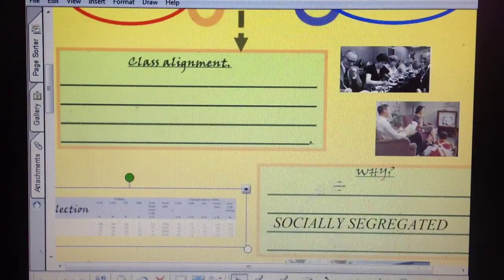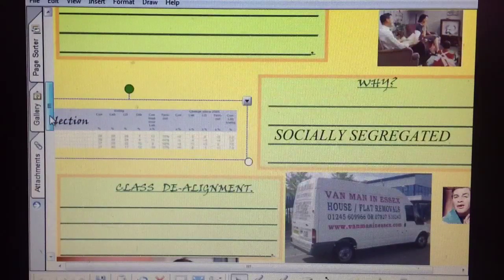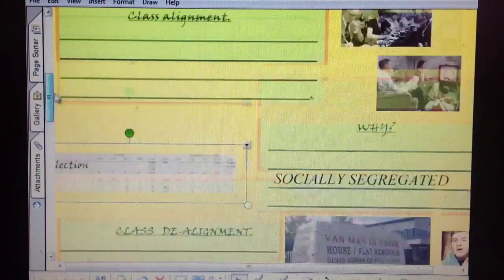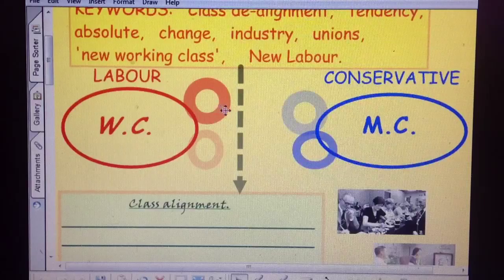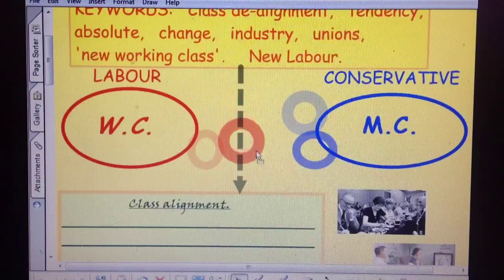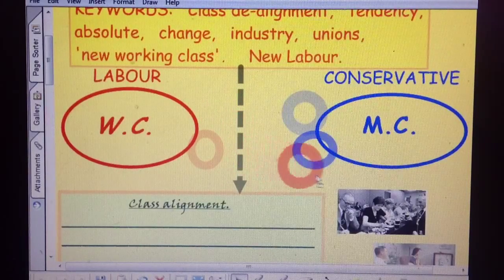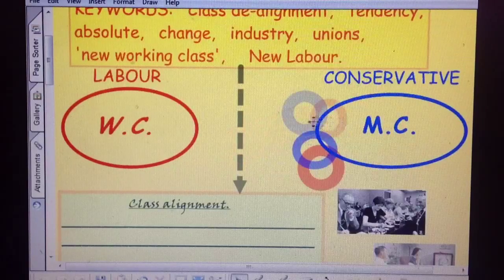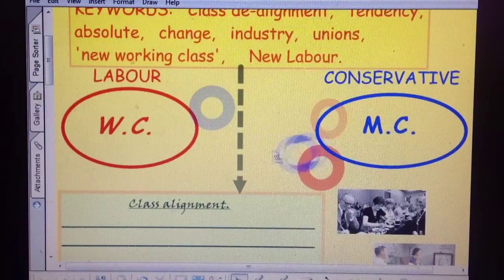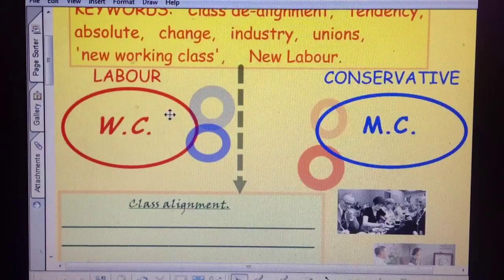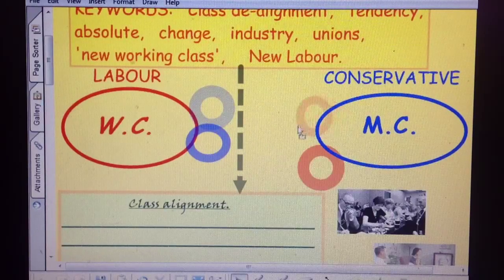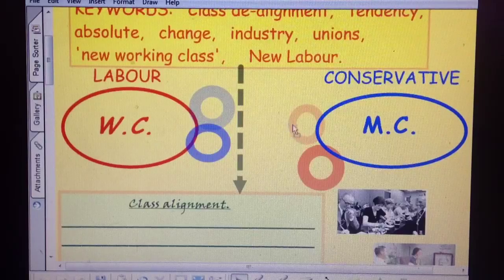But as to why they did vote that way, we had class alignment. People felt loyalty to their social class. And then, probably in the 1980s, you got what's called class dealignment. More and more people left their social class politically and would vote for the opposite. So middle class people voting Labour and working class people voting Conservative. Not all the time, just some of the time.